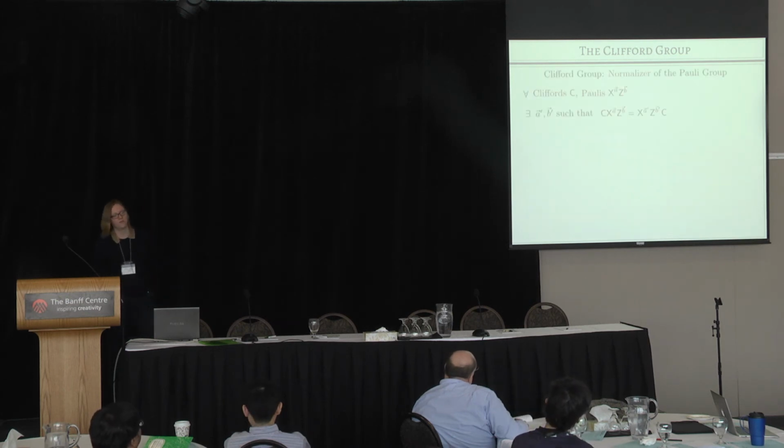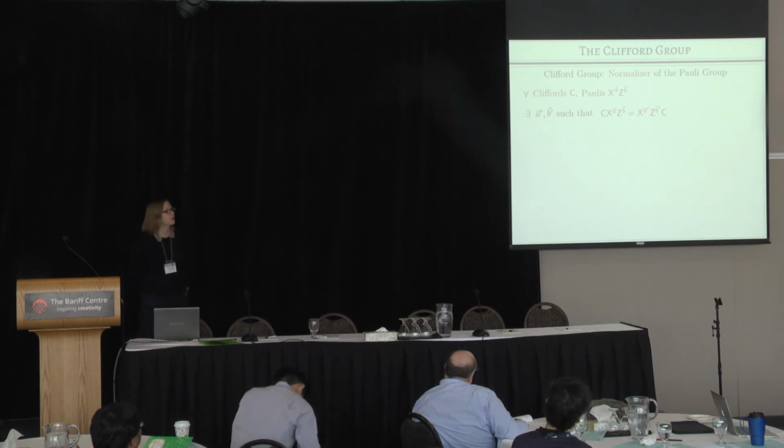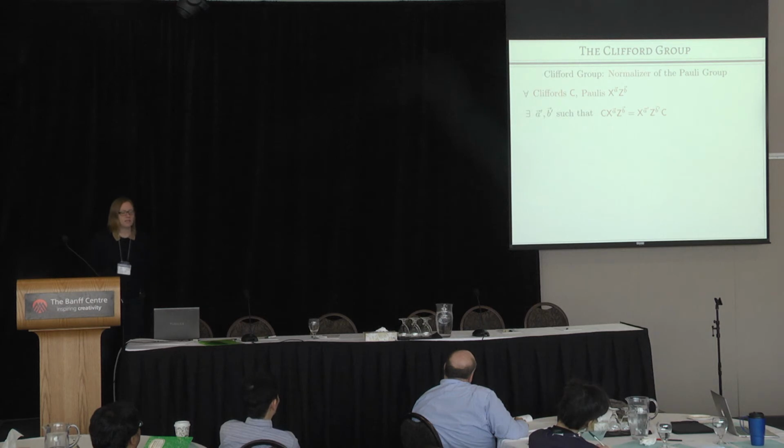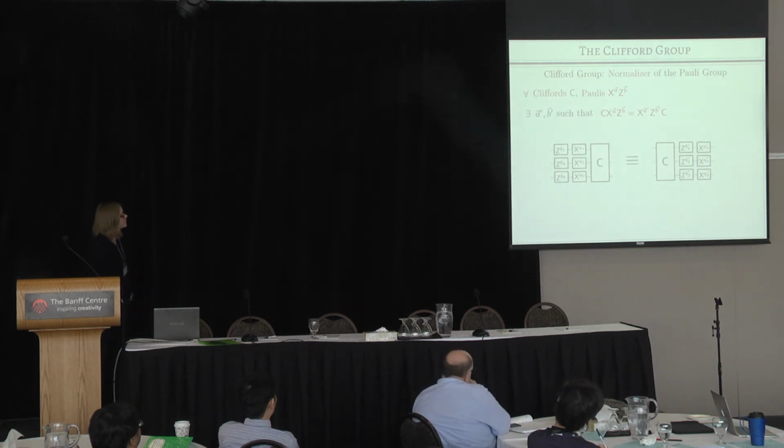OK, and then the Clifford group is just the normalizer of the Pauli group. So what this means is that for any Clifford C and any Pauli X^A Z^B, if you conjugate the Pauli by the Clifford, you get another Pauli. Or in other words, you can see this in terms of circuits. Applying some Pauli followed by a Clifford C is equivalent to applying C followed by some other Pauli. And what is this other Pauli? It depends on the circuit C and the original Pauli.